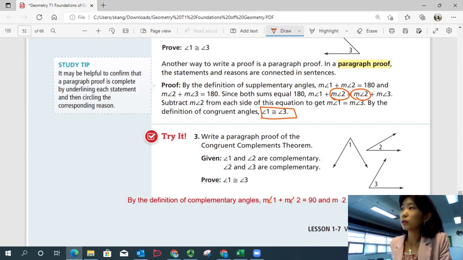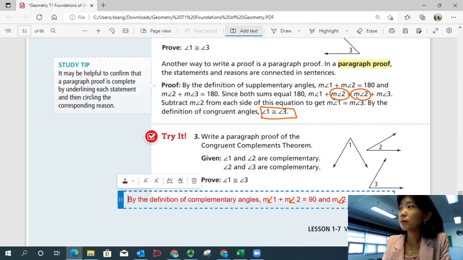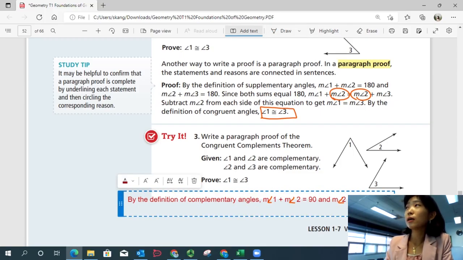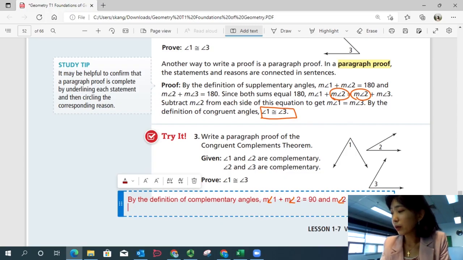Okay, I'm gonna put angle in a moment. Okay, and then what? And then we can say, we can set up an equation just like we did for example 3, right? So by substitution, measure of angle 1 plus measure of angle 2 is equal to measure of angle 2 and measure of angle 3.